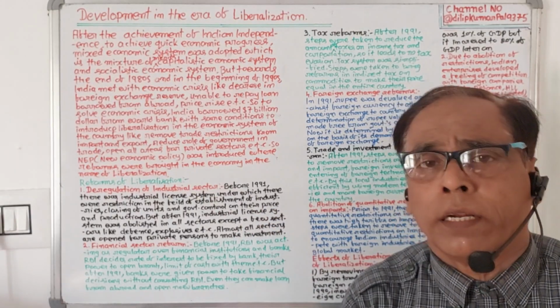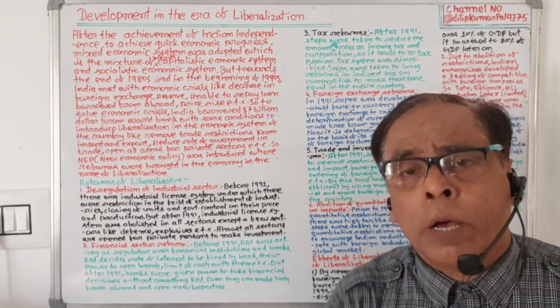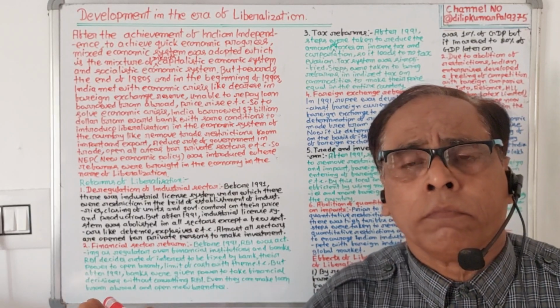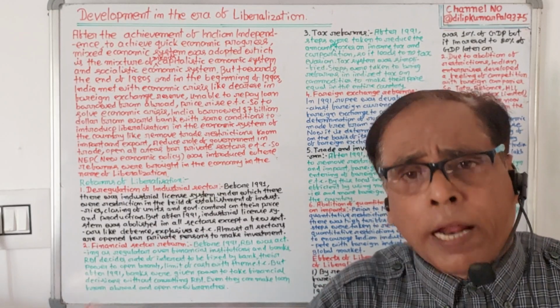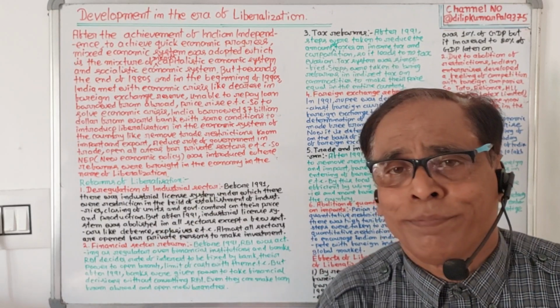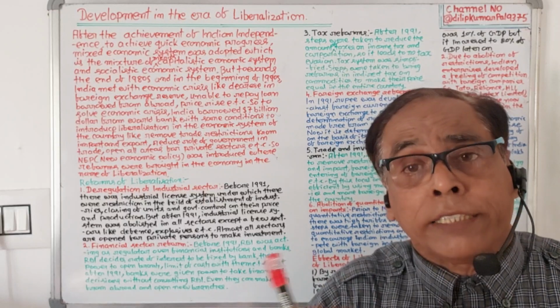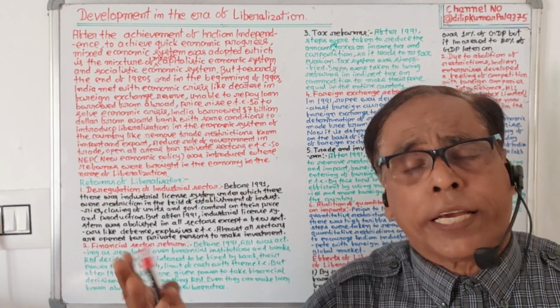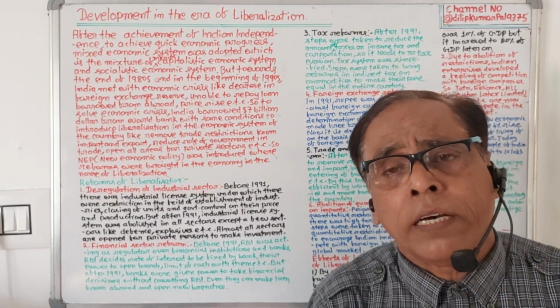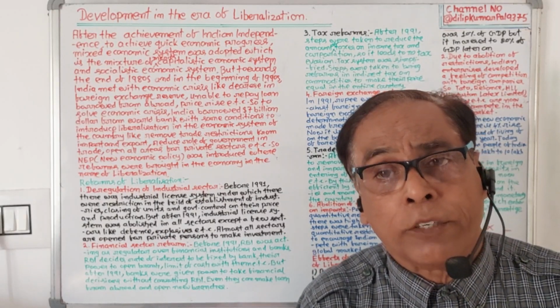It was a regulator. But after 1991, banks were given freedom. They can take financial decisions without consulting RBI. They can open branches. They can make loans from abroad. So financial institutions, including banks, were given full power to take any decision without consulting the RBI, Reserve Bank of India. It was another reform.